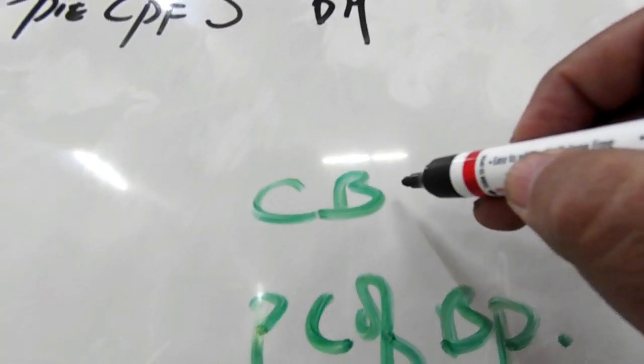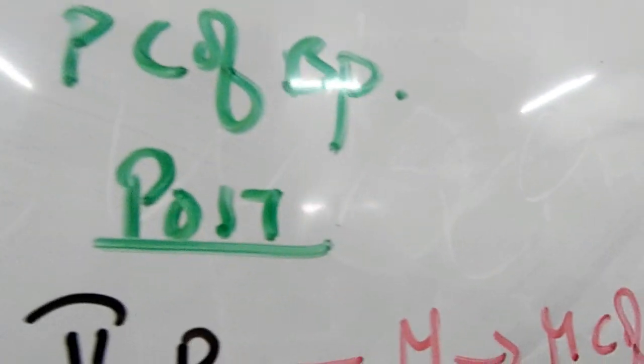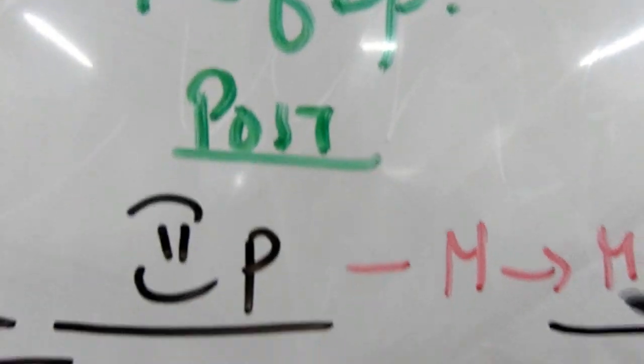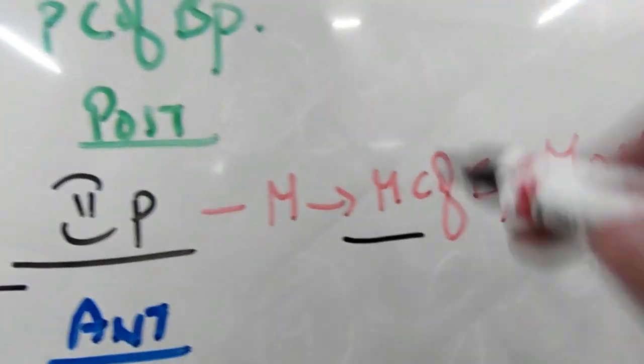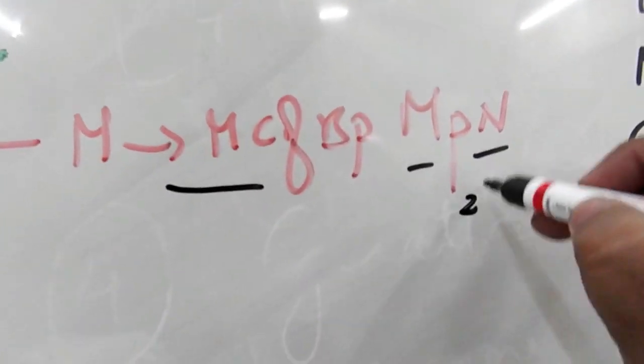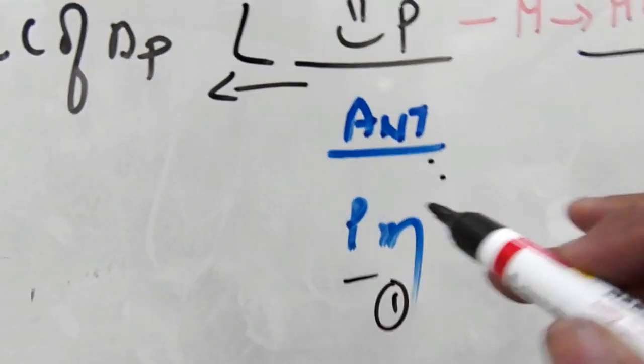But posteriorly, we will meet coracobrachialis muscle, and medially, we will meet this particular branch here, that is the medial cord of brachial plexus and the medial pectoral nerve. Only 3 things are joining here: the coracobrachialis, the medial pectoral nerve, and this particular thing. Rest are all the same.